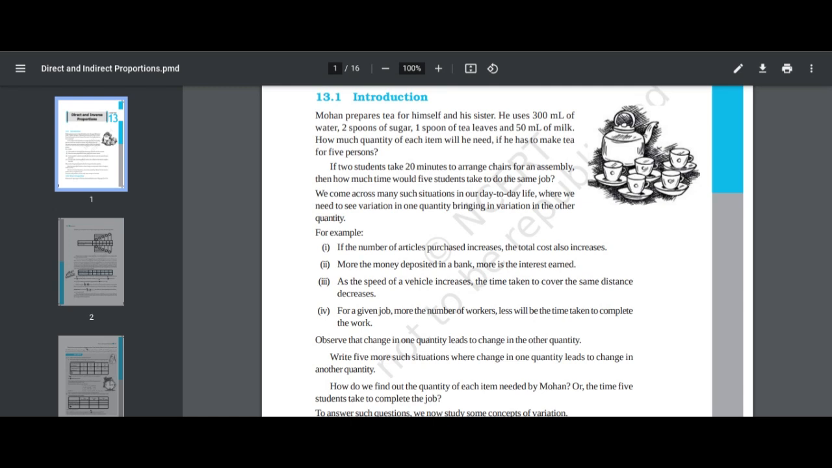Did you do this type of question in your school? Ma'am, I didn't even understand this chapter because I went to India for half of the chapter.